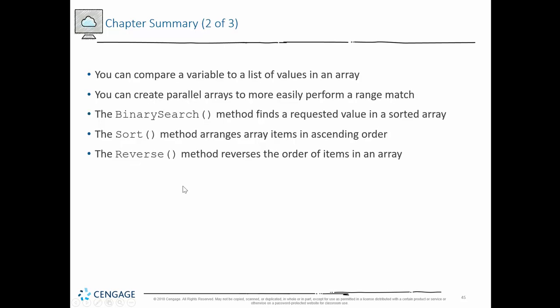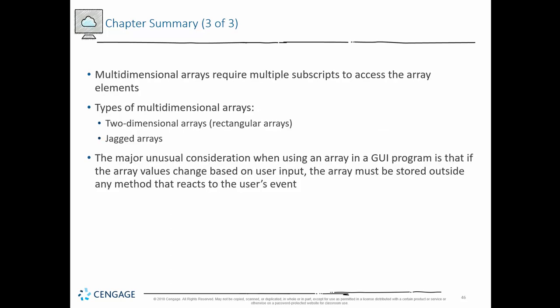We looked at a couple of the built-in array methods, the binary search, which only works when the array is already in ascending order, the sort, which will put them in ascending order, and then the reverse, which reverses whatever the current item's order is. So if I do a sort and then a reverse, I will get the array in reverse order. Finally, we ended up by mentioning that you could have arrays of any dimension. You can also have jagged arrays, where each row has got a different number of columns.